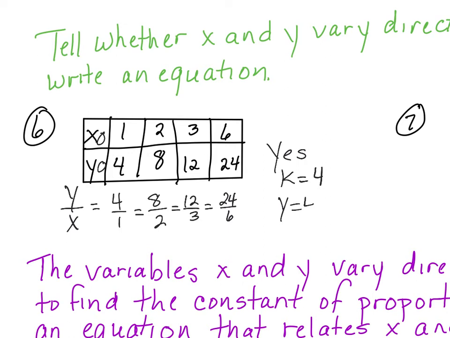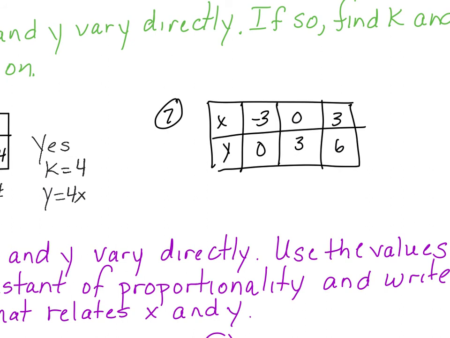What do you think on number 7? Just right off the top of your head looking at the chart. Landon? No, why not? There's only one negative, right? If you only have one negative, these other ones would come up positive or undefined, right? So it's no.